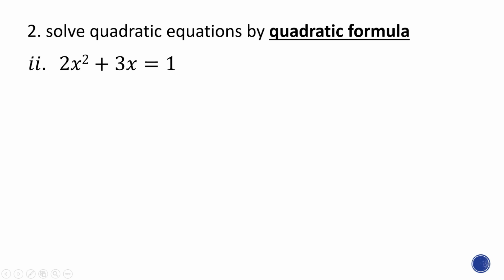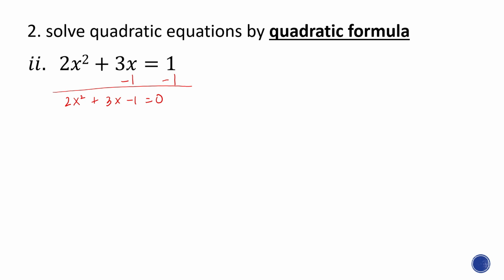All right, here's my second example about solving quadratic equations using the quadratic formula. As you can see here, the quadratic equation is not in standard form. So we need to move that 1 to the left side. So minus 1 is going to give us 2x squared plus 3x minus 1 equals 0.